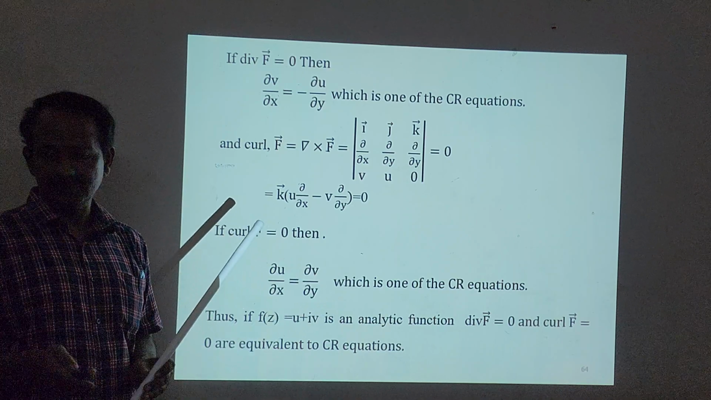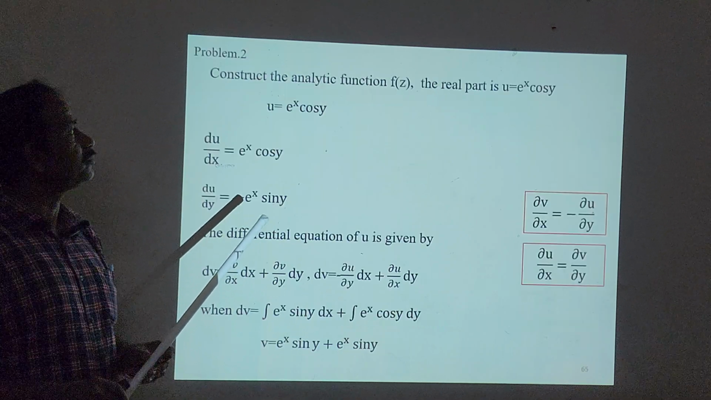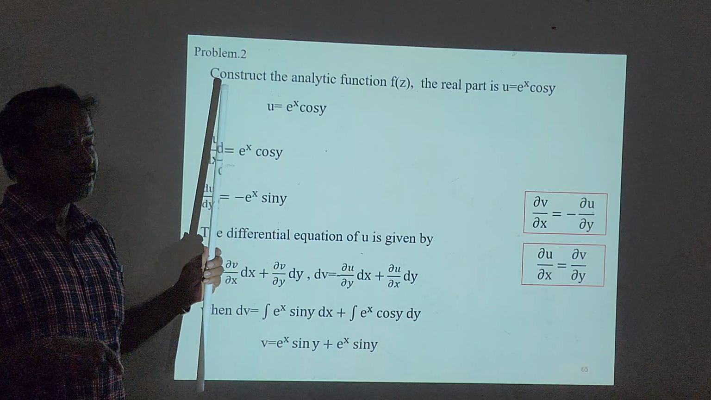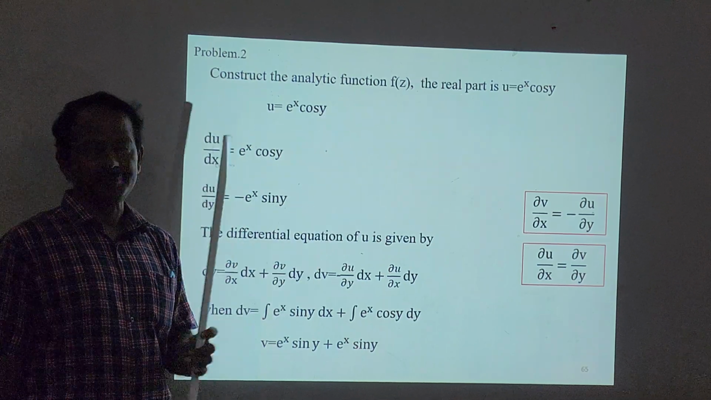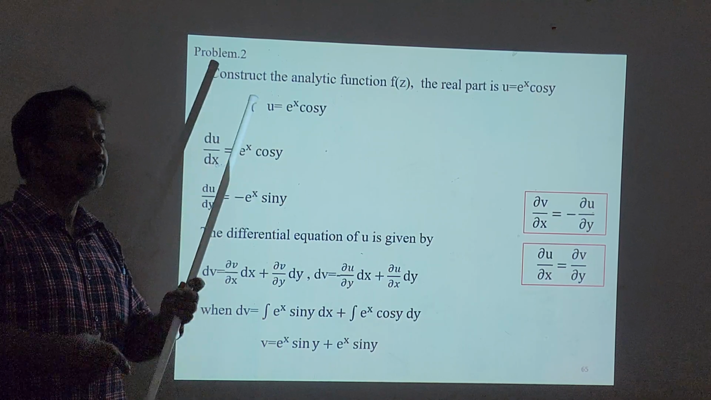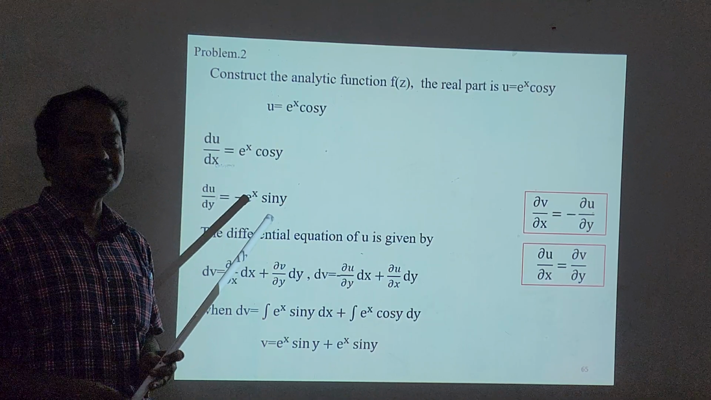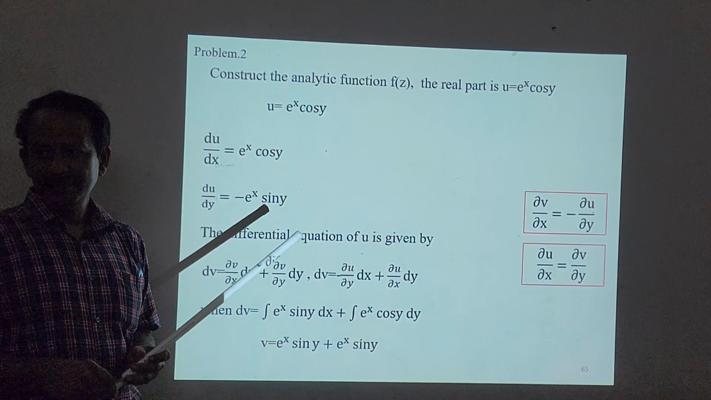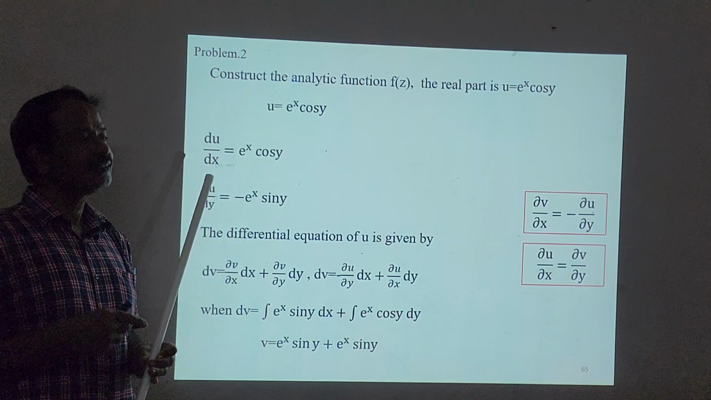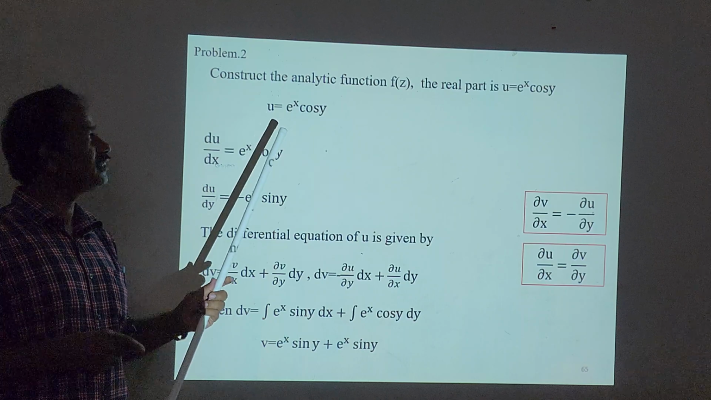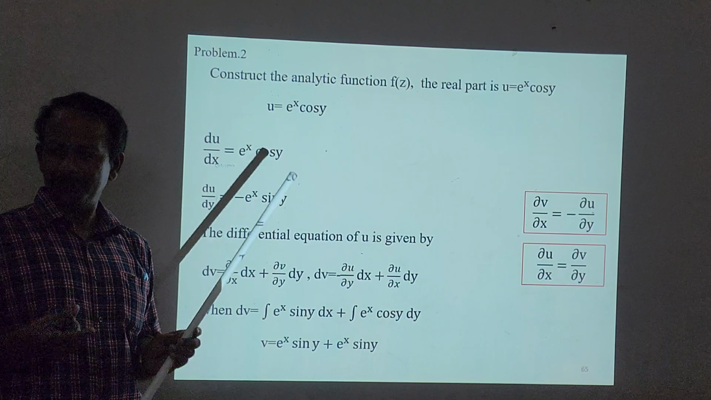Very simple one. Now we will go for problem 2. Construct, this is a very important problem. Construct the analytic function f of z whose real part is given. Now we are going to do the process in a reverse way. Earlier the function was given, f of z equals u plus iv, so we know it already. Now we are going to construct it in a reverse way.